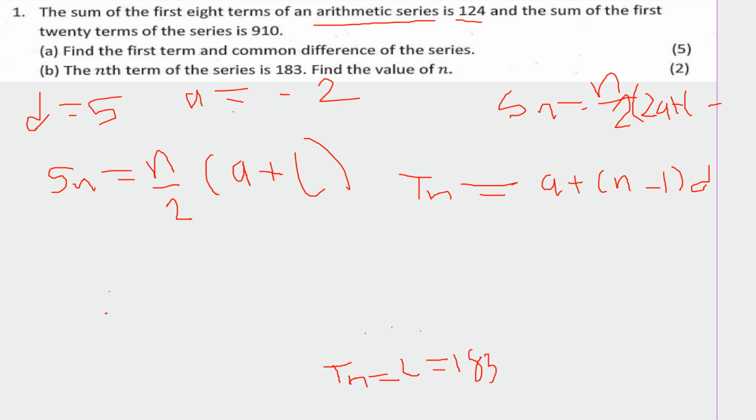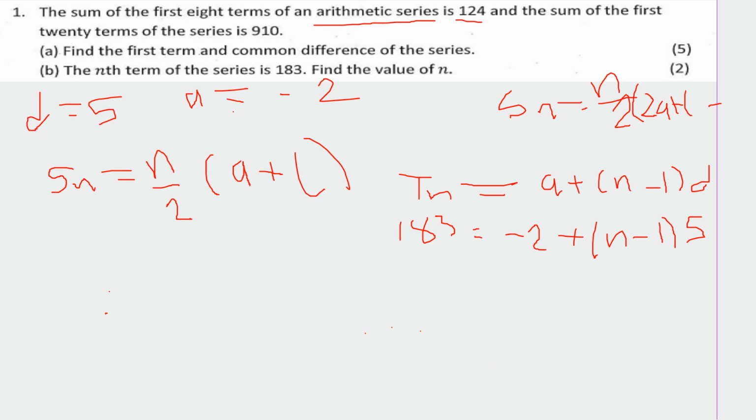So the value of the last term is how much? It's 183. And then we now find the value of n. Already we have calculated the value of a and the value of d. So we just plug in everything and then we get the value of n. So it's going to be 183 equals to, what is the value of a? The value of a is minus 2 plus, we are looking for n, minus 1. And what is the value of d? The value of d is 5.